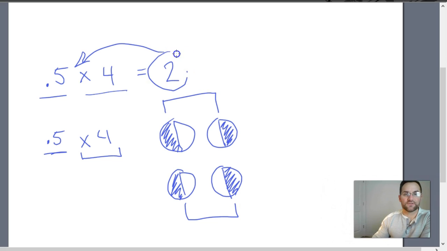So it's one of those weird things that we have to wrap our brain around as we start to move into probably year five math, year six math. We should start really understanding these concepts. All right, cheers.